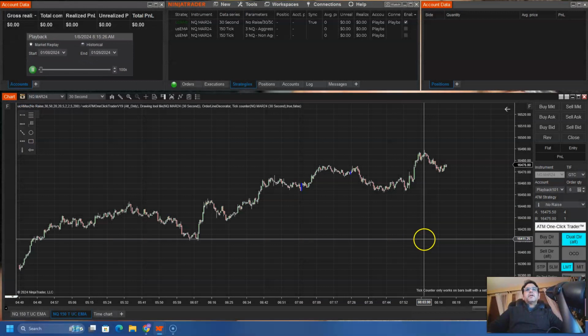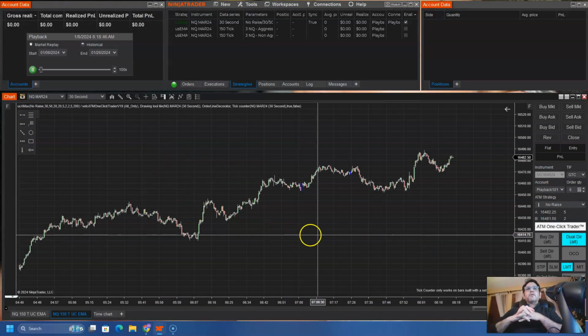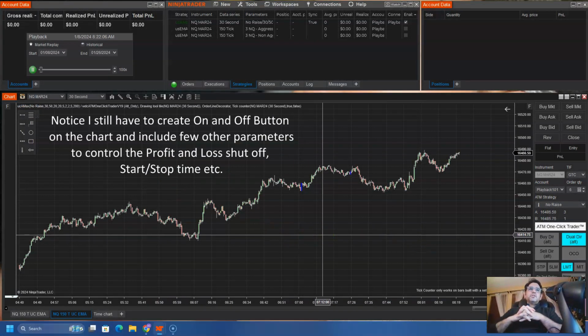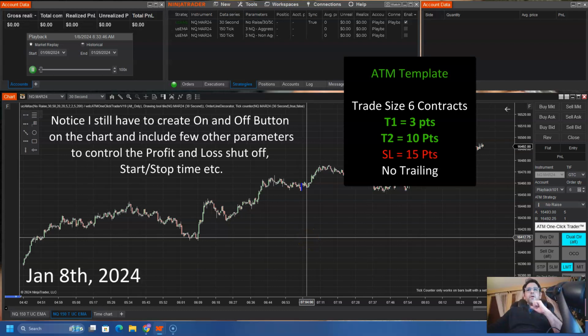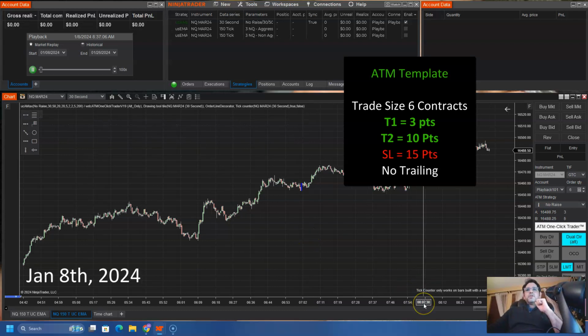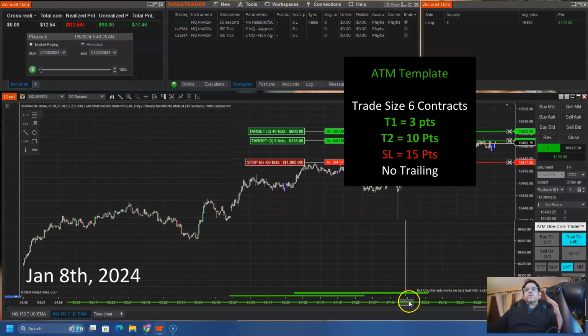And I'm setting it up so that it will start running from 8 a.m. Eastern till market close. I mean, it will keep running. And the ATM template is going to be shown on the screen right now. T1 3 points, T2 10 points, and stop loss of 15 with no trailing, right?